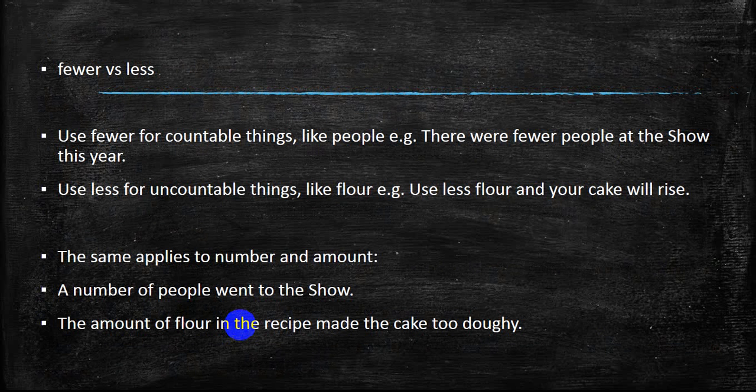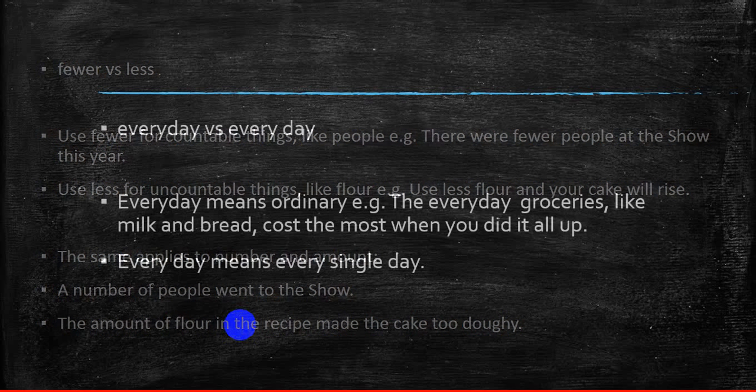Fewer versus less. Use fewer for countable things like people. There were fewer people at the show. Use less for uncountable things like flour. Use less flour and your cake will rise. The same applies to number and amount. A number of people went to the show. The amount of flour in the recipe made the cake too doughy.